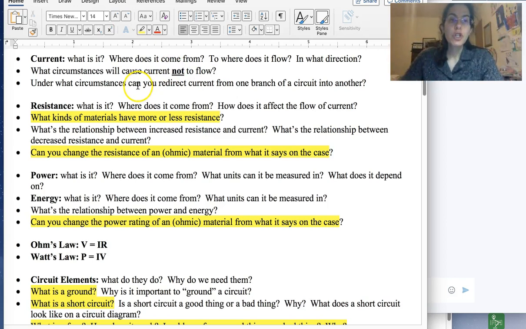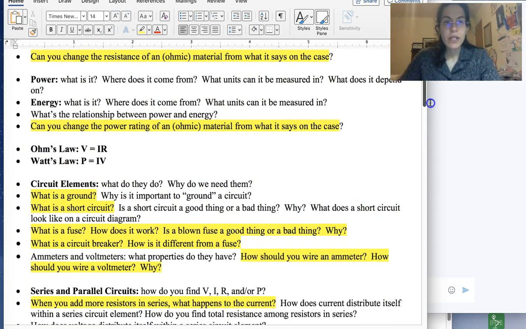Current flows to the path of least resistance. If one branch of the circuit has higher resistance and one branch of the circuit has lower resistance, you're going to get more current in the branch with lower resistance. Look up the 4 variables that affect the resistance of a material. You cannot change the resistance of an ohmic material from what it says on the case unless you've got a chainsaw to chop up the length, decrease or increase the width, and probably you'll need a nuclear reaction or a trip to Hogwarts if you want to change it from one material into another.